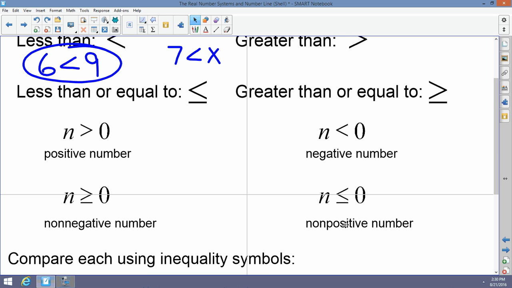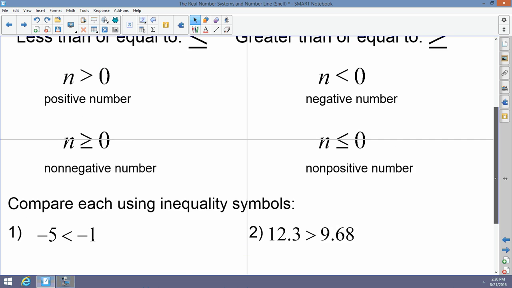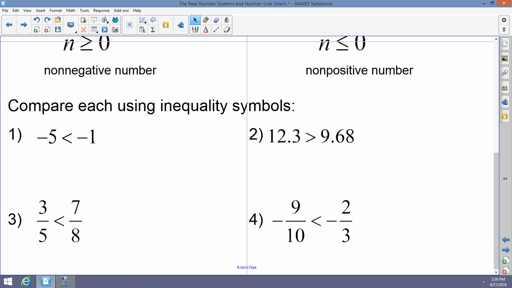Okay, so let's practice this little skill here real quick. Compare each using inequality symbols. Well, I have -5 is less than -1. I've got 12.3 is greater than 9.68. I have 3/5 is less than 7/8. Now, some of you may say, whoa, I understood the other ones, but how did you get that?